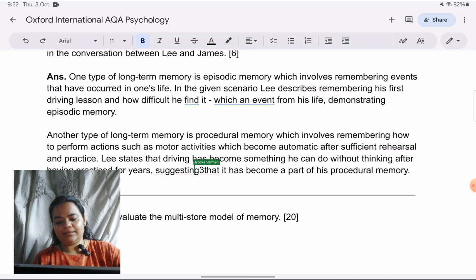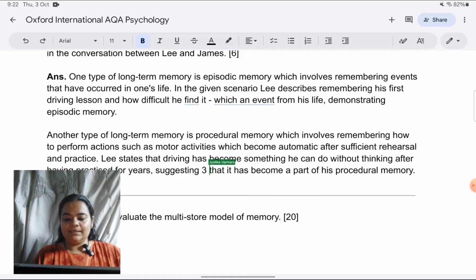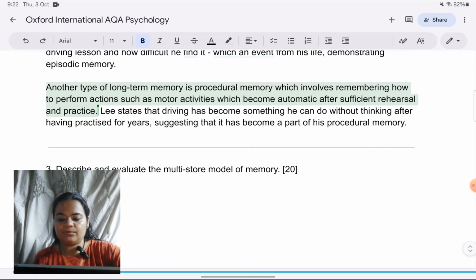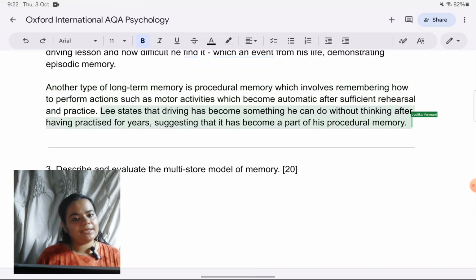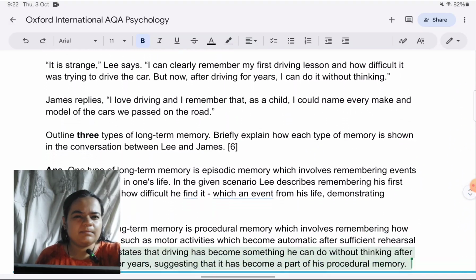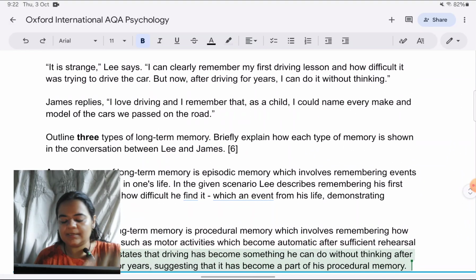Very quickly, now we look at the last type of memory which has been indicated in this scenario. Again, in this point, you must be able to see that the first sentence, where I described what procedural memory is, makes for AO1, and the remaining part, from Lee states, still about procedural memory, makes for AO2 because I've contextualized the definition. Okay, I want to keep this video brief, so I'll quickly come to the next one.